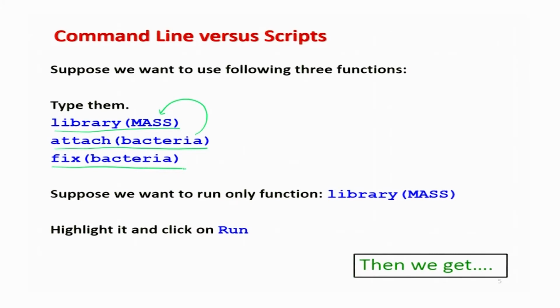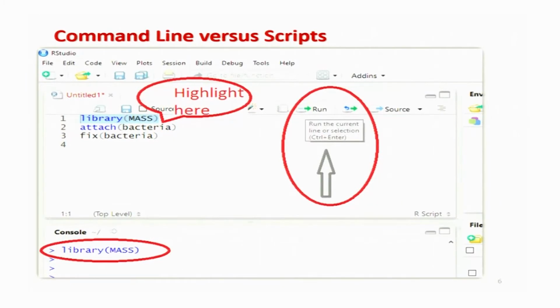Now we learned in the earlier lecture that if you want to execute these commands in the R console, you can open a text editor, highlight these commands and then press Control R. The same thing I would like to do in the RStudio software also. Now I am going to show you how to get it done. This is my window number 1, and I have written these 3 commands here: library(MASS), attach(bacteria), and fix(bacteria).